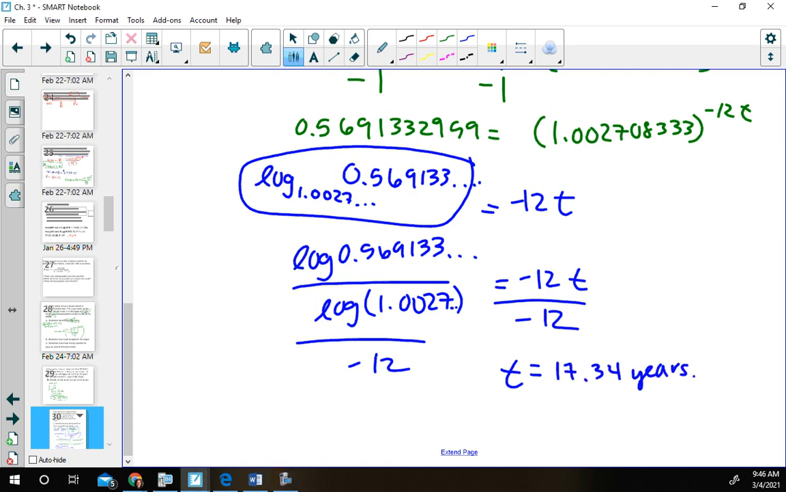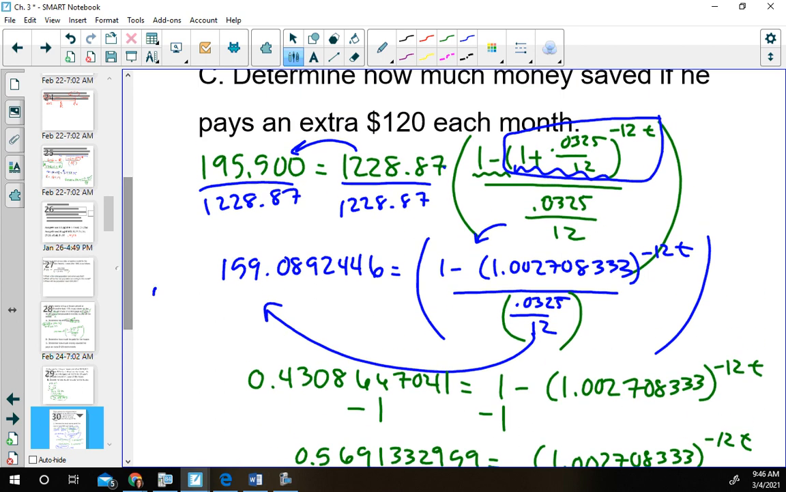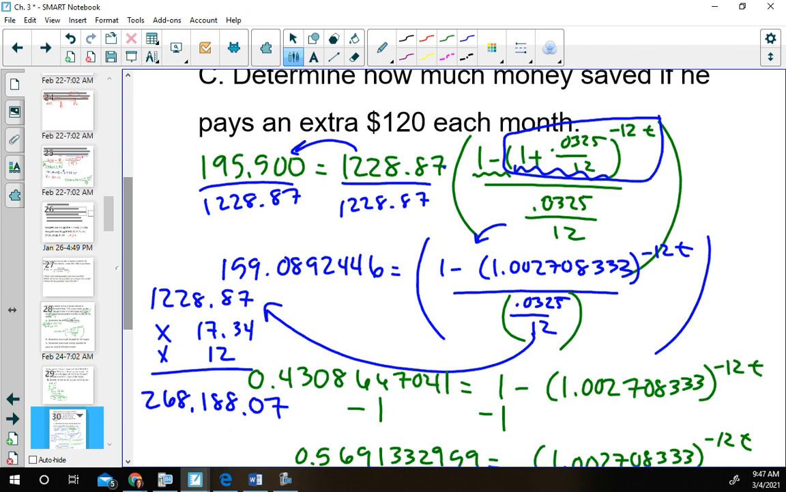So let's figure out how much I actually spent then. Okay, so my monthly payments were, well, here, 1228.87. I paid it off in 17.34 years, and there are 12 months in that. So 268,188.07. That's how much I spent.